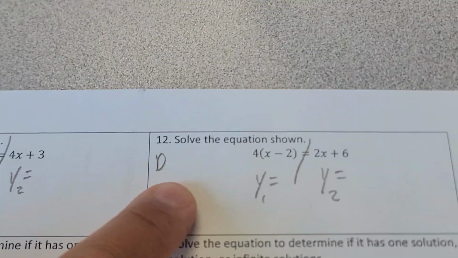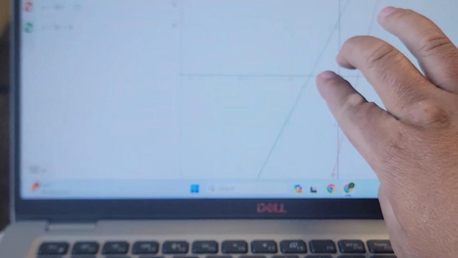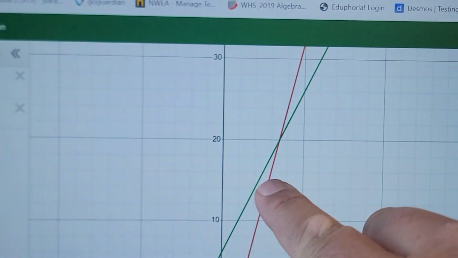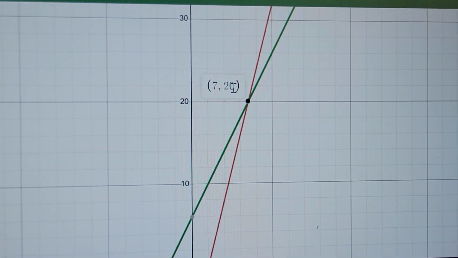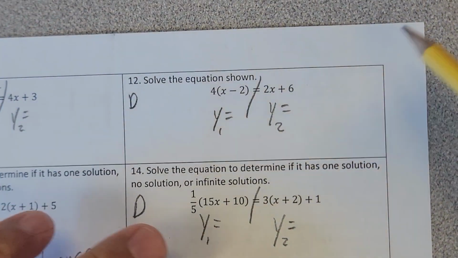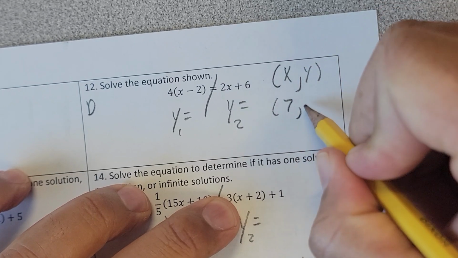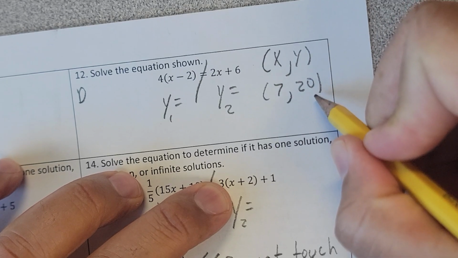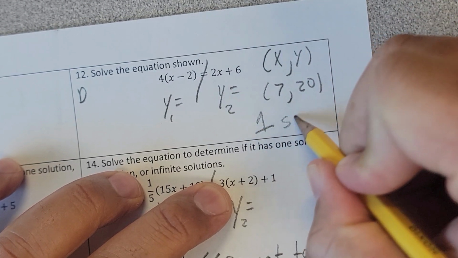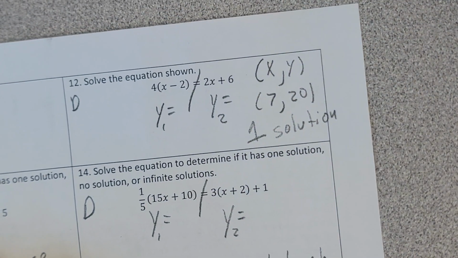All right, so for number 12, I put it right here. And then these, they're not parallel, guys. You have to zoom out. Look, watch. When you zoom out, you see that they cross. All right, you hit that little button. So it's one solution, 7, 20. So this is one solution, and it's x equals 7. Now, no sé si quieren la x o la y, pero el x va a ser el 7. I don't know if they want the x or the y, guys. It's going to be 7 is the x number, 20 is the y number. This is one solution. Eso va a ser one solution porque nomás cruzan una vez.